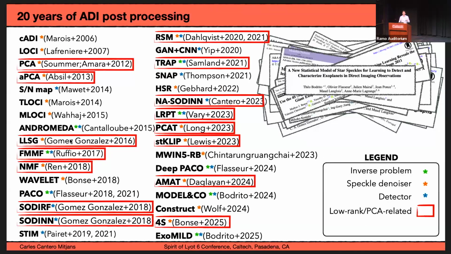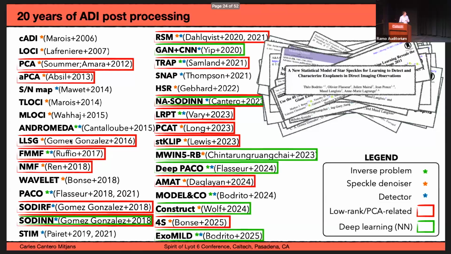There is another pattern in these 20 years. Deep learning has emerged as a very important actor in the last years, trying to improve this planet subtraction, and also the detector, in different works. But here is where SpeckleNet comes out. The idea of SpeckleNet is to use standard state-of-the-art generative models.